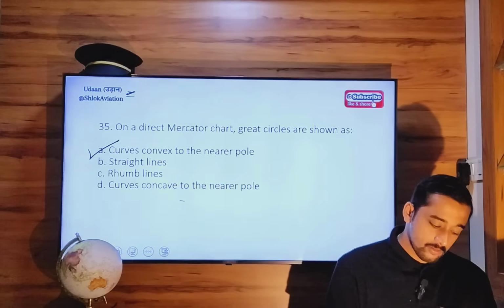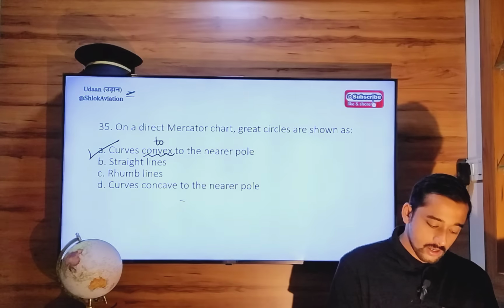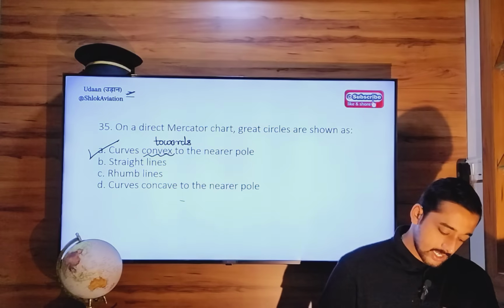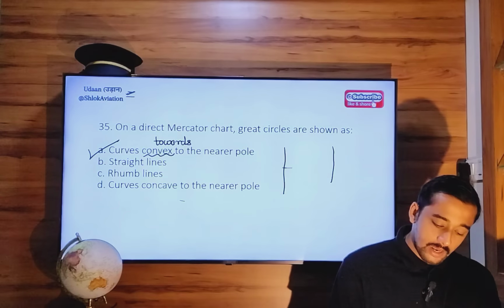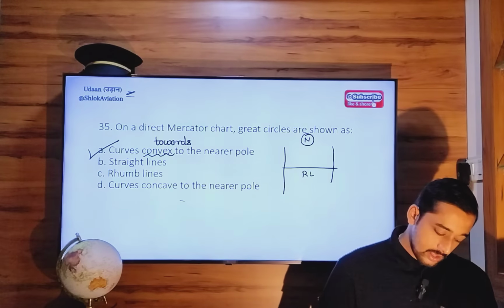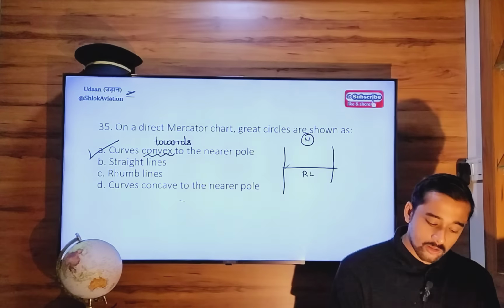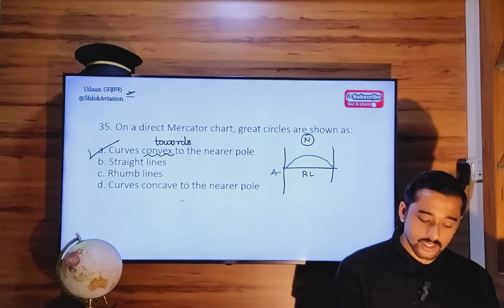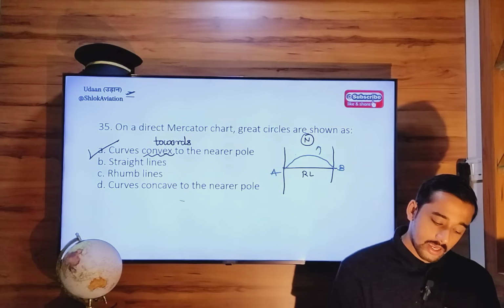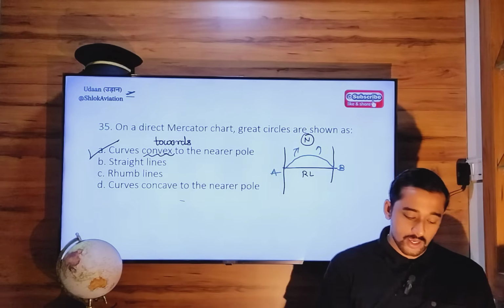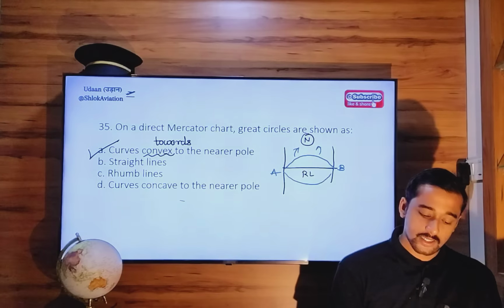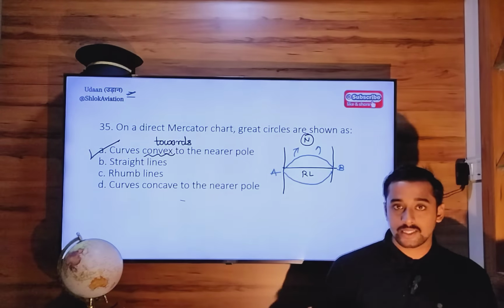Convex to the near pole means towards the nearer pole. So let's say if these are your meridians, the rhumb line will be a straight line. This is your North Pole. So the great circle will bend towards the North Pole and go to your destination. So the inclination is towards the North Pole, the nearest pole. If it's the Southern Hemisphere, the great circle will pass near it and then go to your destination.